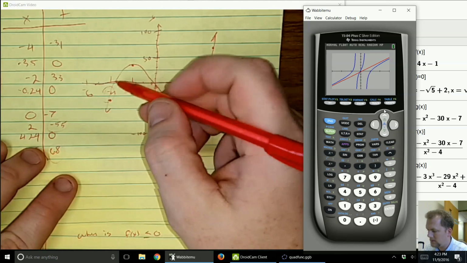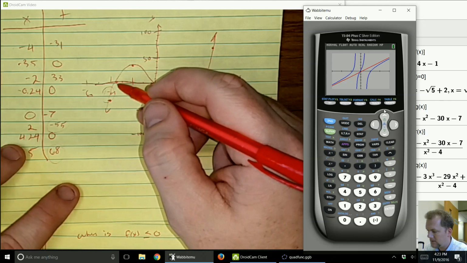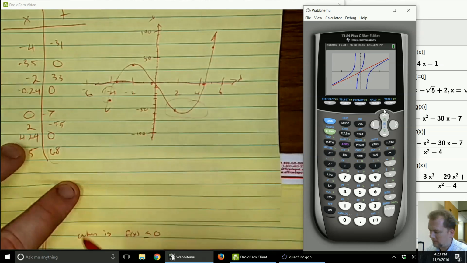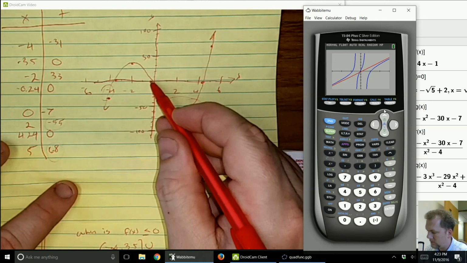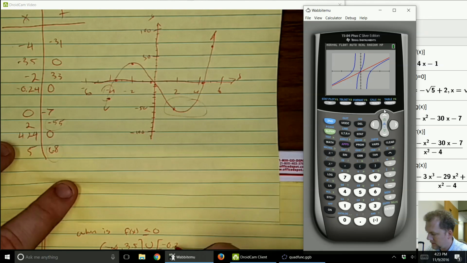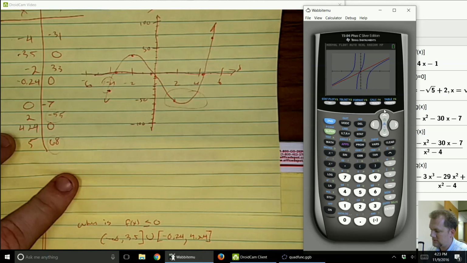So this was the negative 3.5, right? So left of negative 3.5 and including at negative 3.5, we hit the x-axis. So I'm going to say negative infinity to negative 3.5, and then we start at the 0 here, which is like the negative 0.24, and we go on to the other 0. That is just from all the analysis we did, we can determine that.